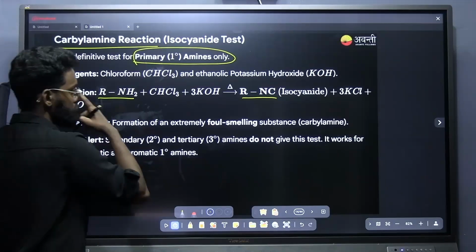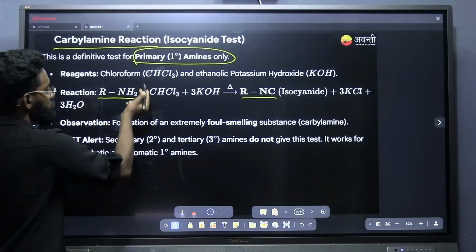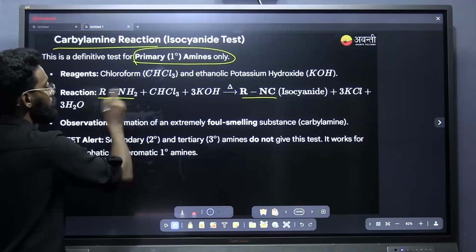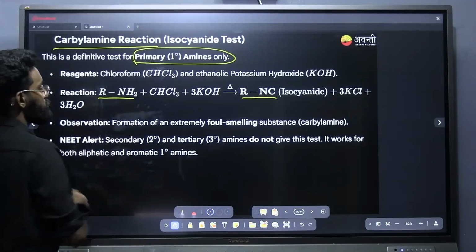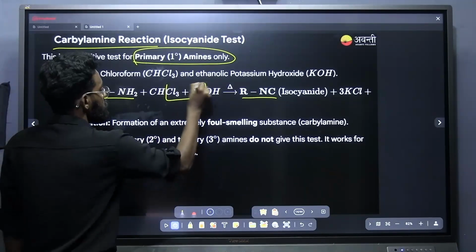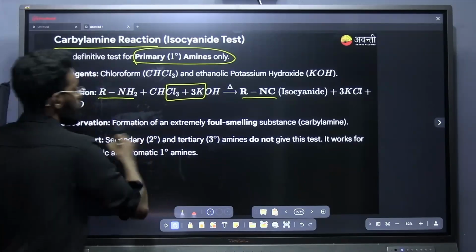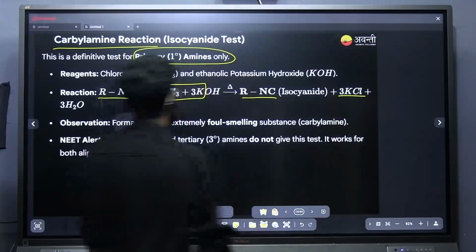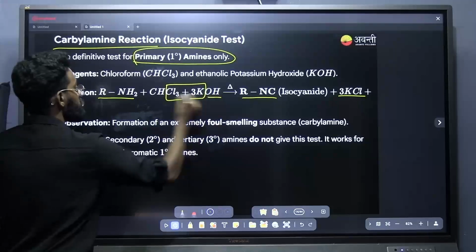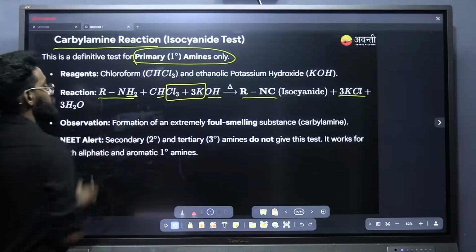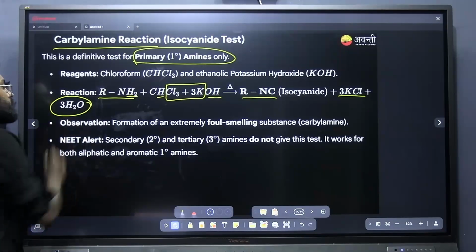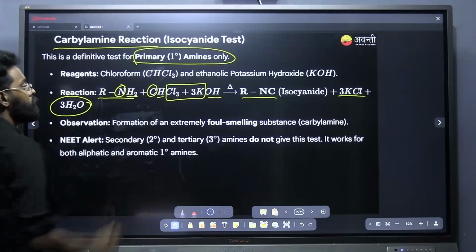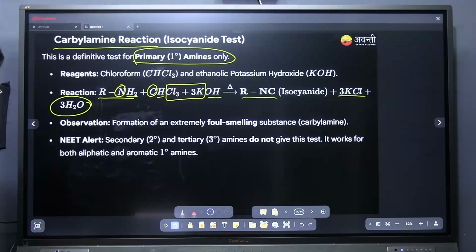How can we do this? Just convert RNH2 to RNC. That is all you have to do. For that, just remove the 3 chlorines from the chloroform and 3 potassiums from the KOH, and as a result we will get 3 KCl. The remaining hydrogen and oxygen, if you observe, will form 3 molecules of water. Then what is remaining? This nitrogen and this carbon will form the isocyanate. That is how easily you can remember the reaction.